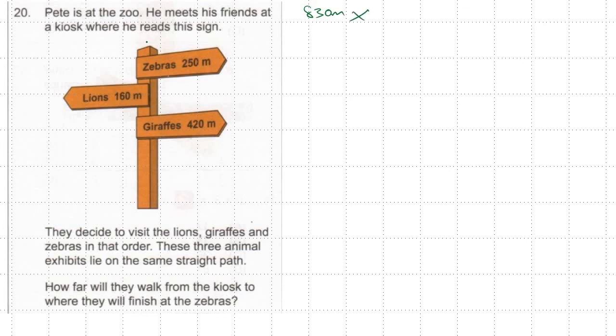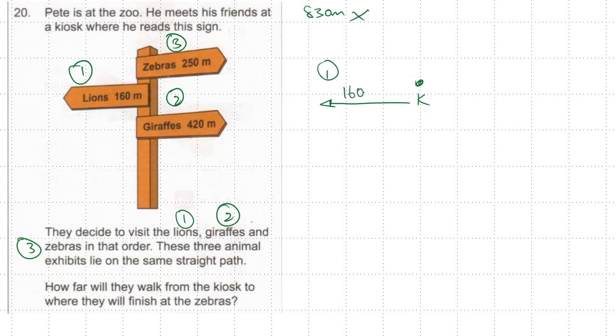Okay, let's work it out. So you know that Pierre is at the zoo. He's meeting his friend at the kiosk, whereby he reads this sign. So he's here, at the kiosk. And it says that if I would go to lion, zebra, and giraffe, the respective distances are shared. So I'm going first to lion, and then to giraffe, and then later to zebra, in that order. So let me share with you what the distance will be like. First, I go to lion.